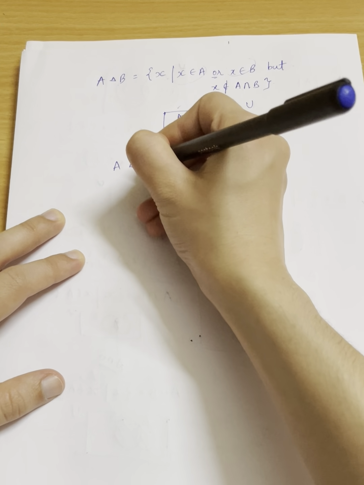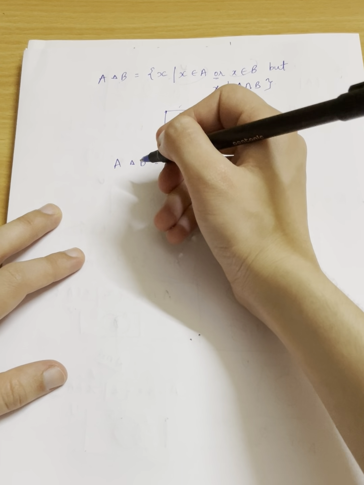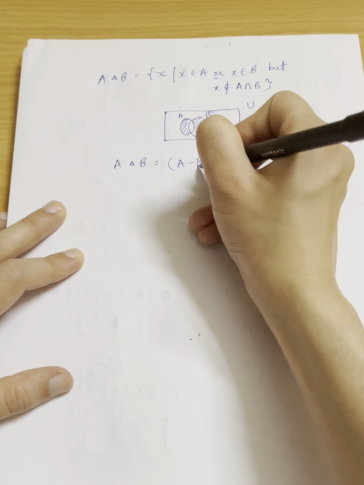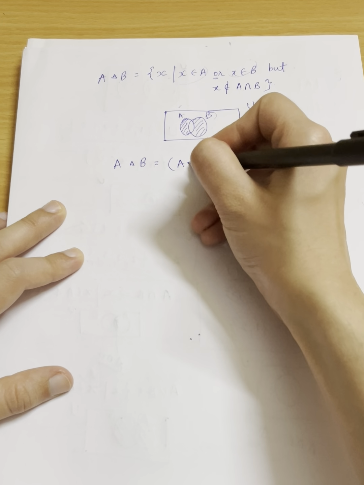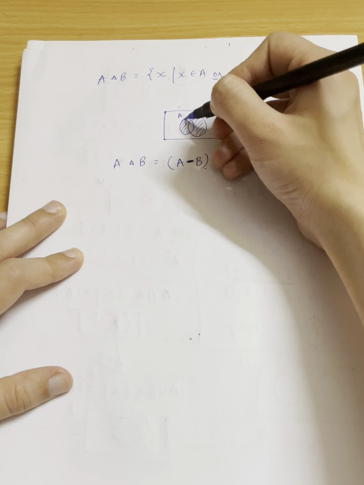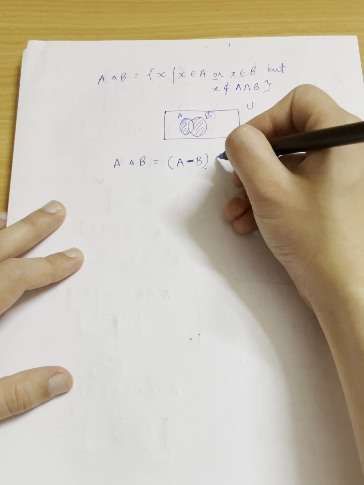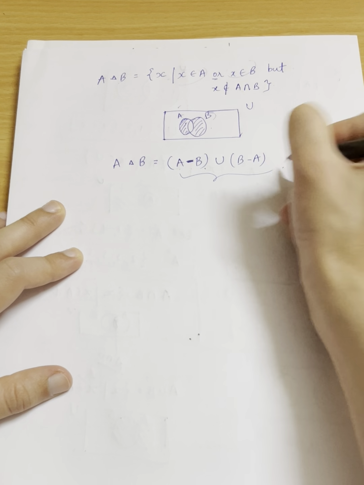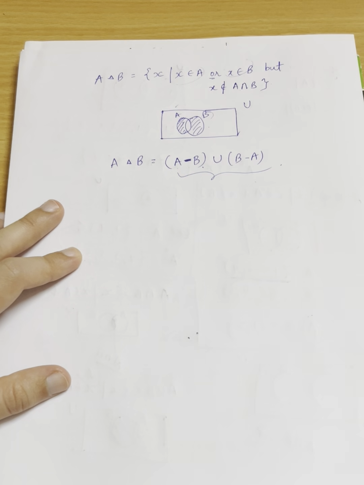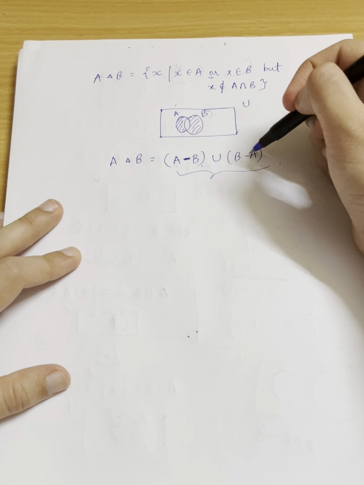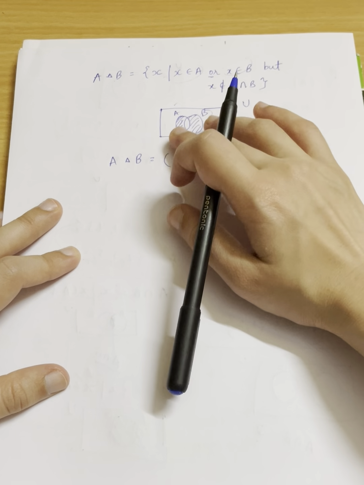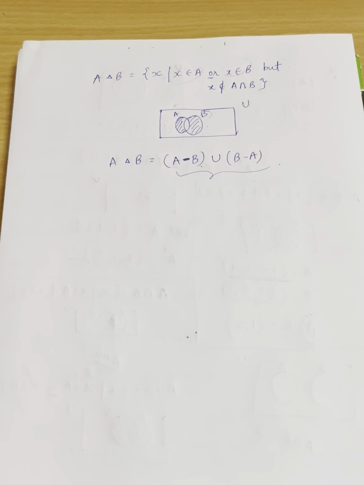We can represent this symmetric difference in the form of set difference. How? We can say A minus B. What is A minus B? Basically A set difference B means only the part of A. And now union B minus A. So we can also write it like this. This is the same as symmetric difference. B minus A means only the B part, A minus B means only the A part. So the union of both means symmetric difference.